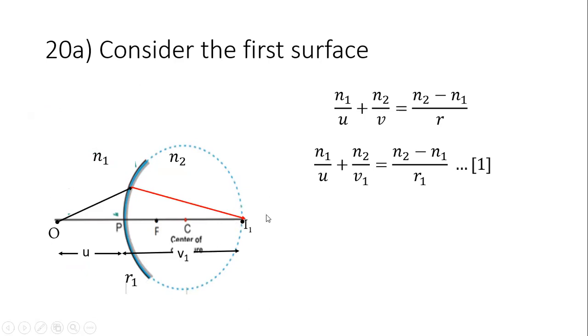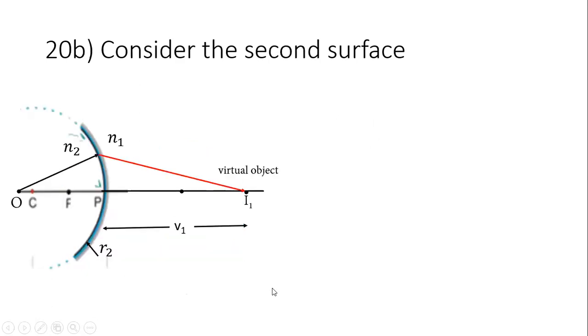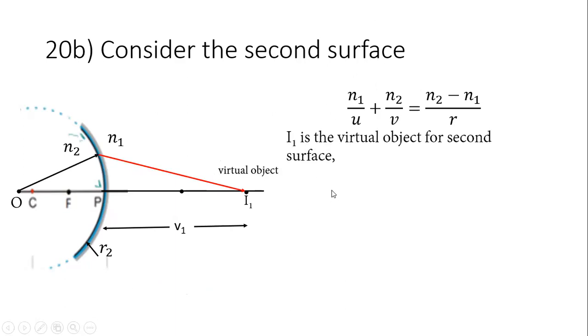Okay. So now we have, this is the image. This image produced by the first surface is now the virtual object because it's on this side, not on this side. We use the same formula, but we have to change all that. We write that I1 is a virtual object for the second surface. There's a second surface.